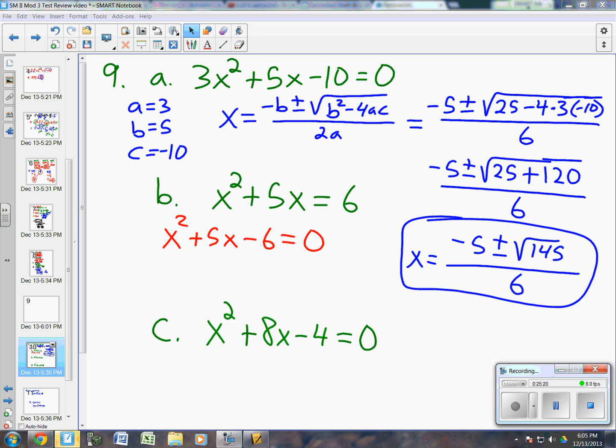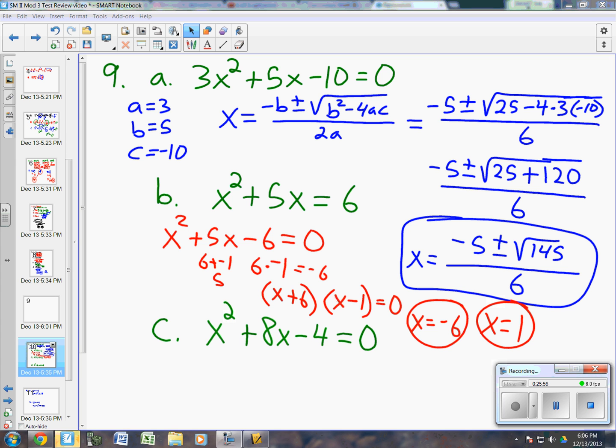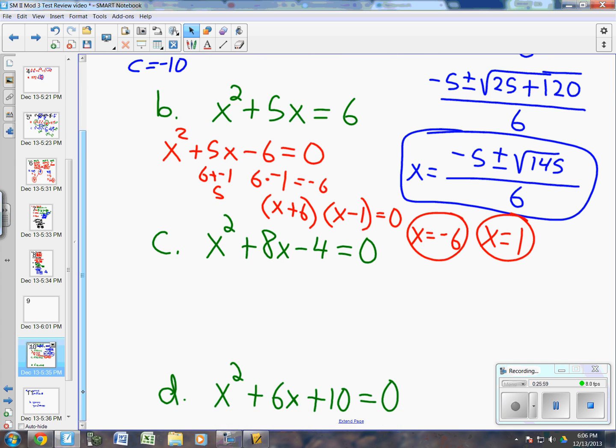Let's factor it. So two numbers I can times together and get negative 6 and add together to get 5 would be 6 times negative 1. 6 times negative 1 is a negative 6. And 6 plus a negative 1 equals 5. So this breaks down into x plus 6 times x minus 1 equals 0. So I get x equals negative 6 and x equals 1. Those are my two solutions to that problem. So factoring would be the most efficient method with that one, but you can do the quadratic formula.